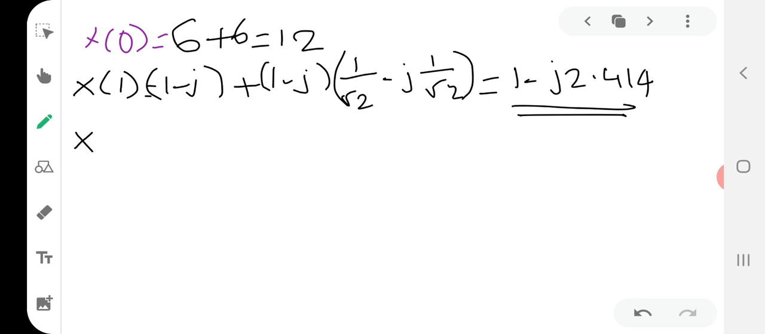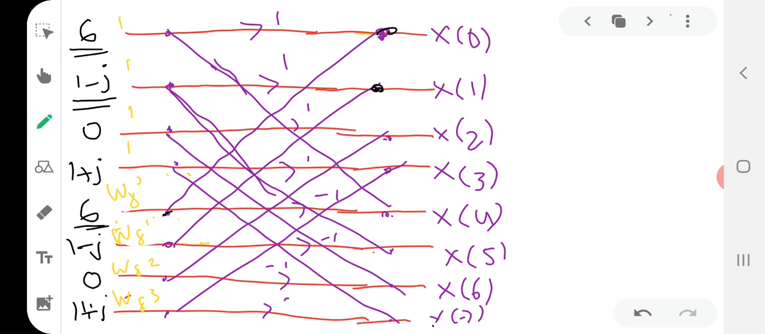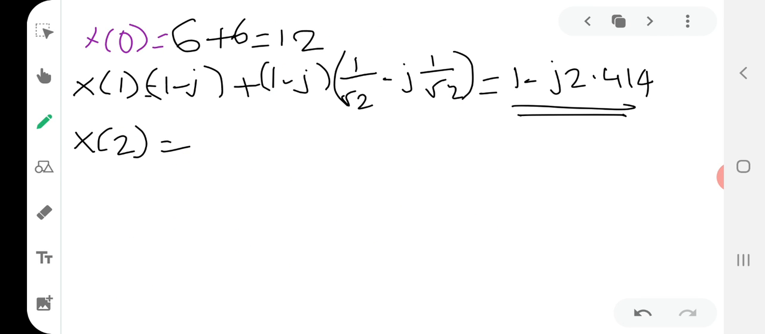Now what is x of 2? How will we find x of 2? See here, this is the value of x of 2. Here two values are coming. One is this, that is 0, and one value is from here, that is 0. X of 2 will be 0 into W8 square, that will be equal to 0, because this value will be 0, plus here also 0 into 1, that's why we can write it as 0.